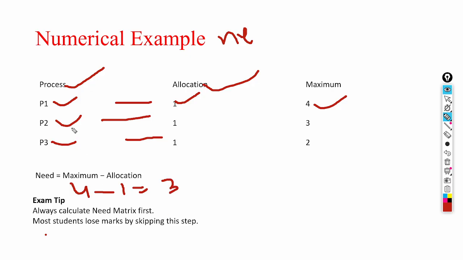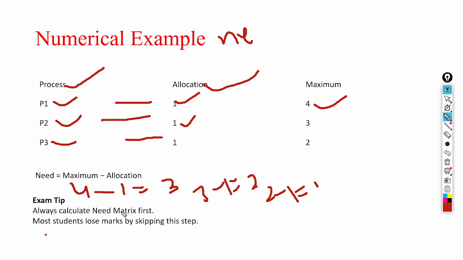So for process 2, the allocation is 1, maximum is 3. So what is 3 minus 1? The need equals 2. And for the third process, the allocation is 1, maximum is 2. The 2 minus 1, the need is equal to 1. So after calculating the need matrix, we move to the next step of finding the safe sequence.